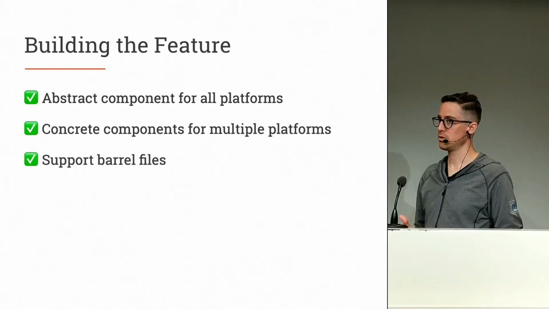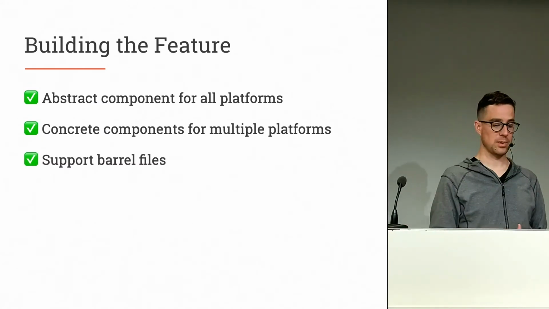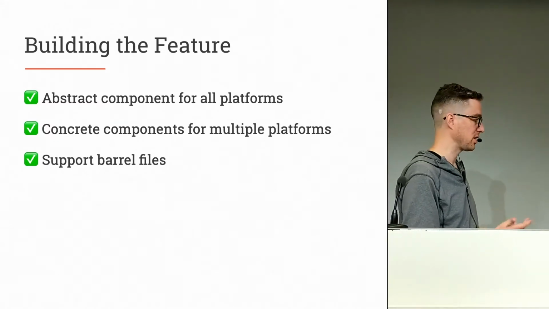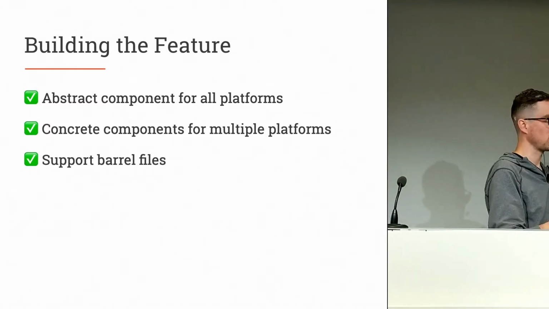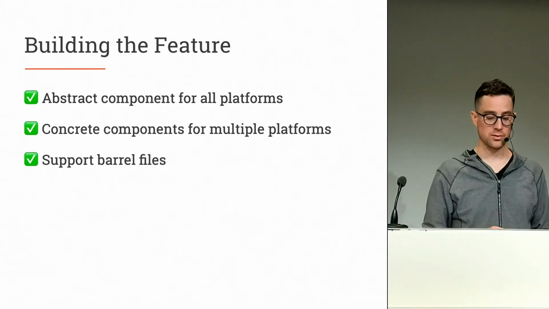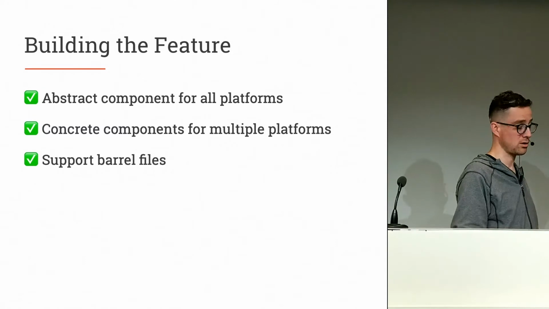So when building out a feature, you're going to get an abstract class like I talked about that's a component for all of your platforms. And you can put some logic in there if you need to, or you can have some properties that you can access. And then you can have concrete components for each platform, again, that you're targeting.